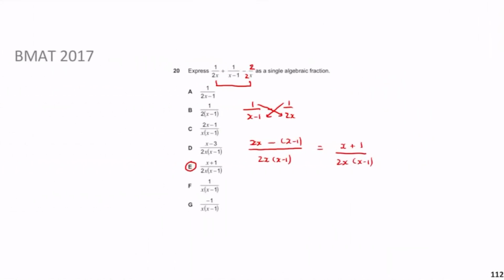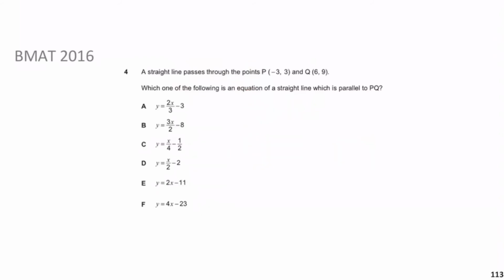So previously we looked at BMAT 2017 question 20, this three-way algebraic fraction. Remember, guys, most of the time you can take this three-way, turn it into a two-way, and from a two-way it's pretty straightforward. But hopefully, guys, that has made sense. And now we move on to the next one.